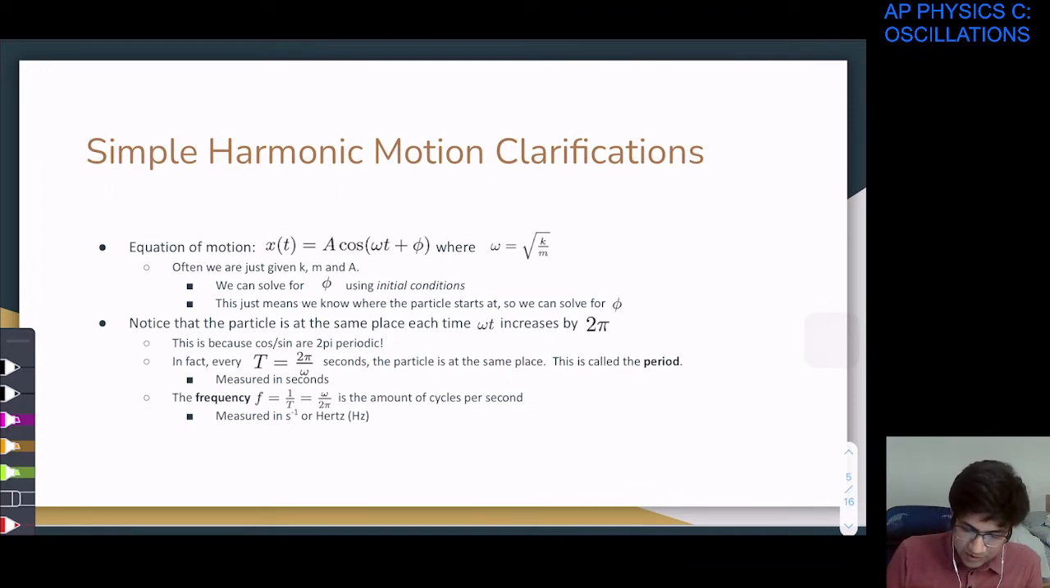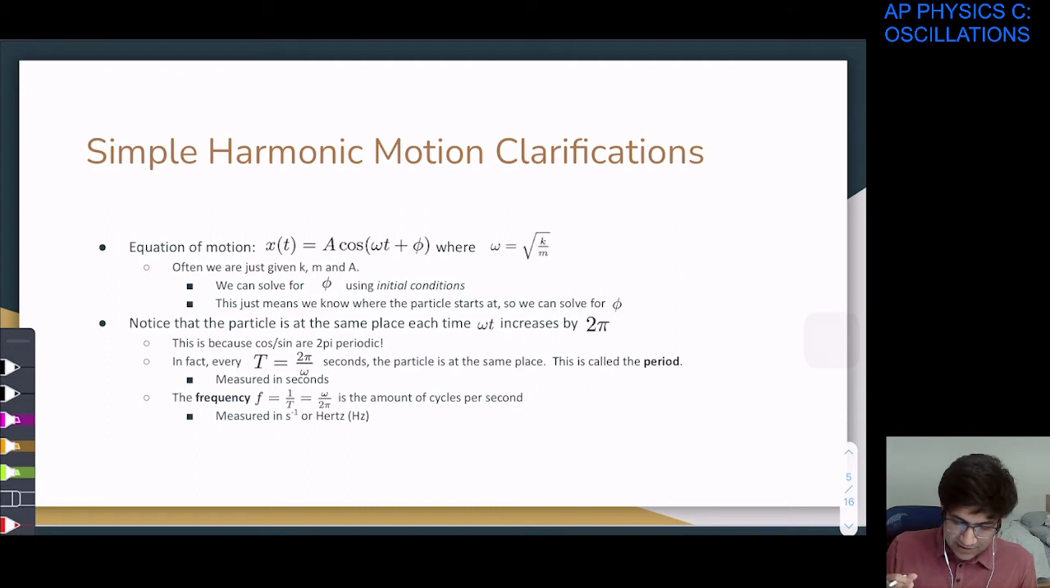So this is the same equation earlier, and what's often going to happen is that we're given k and m, which is over here, and that helps us define what omega is, and we're given A, which is our amplitude, and we're often told to solve for phi, or we might be told to solve for the entire equation, or we might be told to solve for where is the particle at this point in time. So those are the types of problems that we're going to come across.